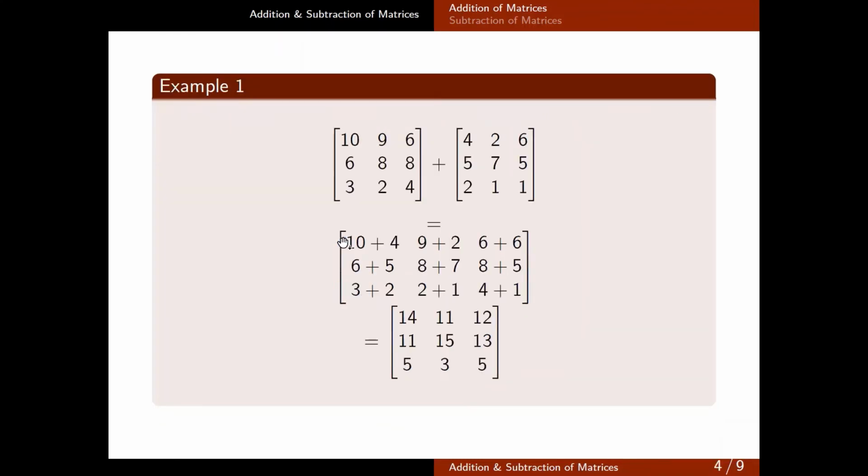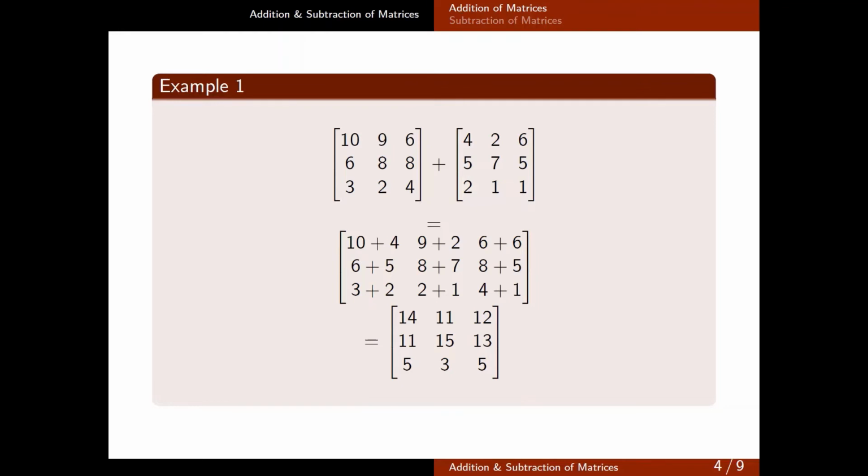So let's look into an example. We have example number 1. We have the first matrix added to the second matrix. The first element is 10, it has to be added to 4. So we have 10 plus 4, and then 9 has to be added to 2, 6 has to be added to 6, 6 again has to be added to 5, 8 has to be added to 7, 8 has to be added to 5, and 3 has to be added to 2, 2 has to be added to 1, and then 4 you add with 1. Just as simple as that.